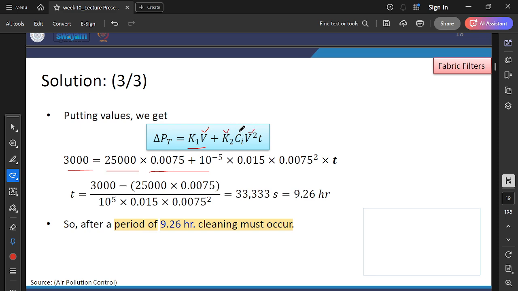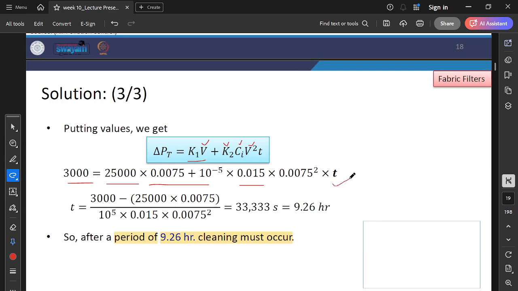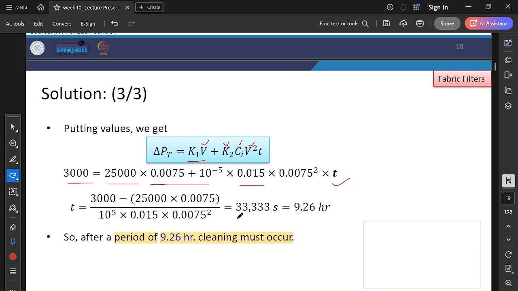K2 you know. Concentration of the dust 0.015, that is also in kg per meter cube only. T you will get in what unit? Here all are in seconds only, right? So t you will get in seconds. So 33,300 seconds, that you can anyway convert into minutes or hours, whatever you want. So after 9 hours, 30 minutes or 26 minutes, you have to clean the filter bags. That's the question. That's the design concept.